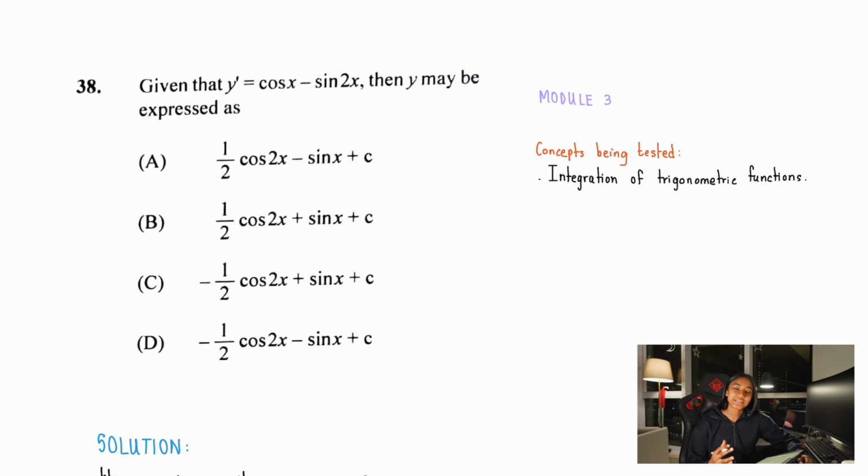Question 38 is bringing us back on track with Module 3, because it is testing us on integrals or antiderivatives. So we are given y prime, which is dy dx, equal to cos x minus sine 2x, and they want us to find y. The only way to do that is to integrate cos x minus sine 2x.